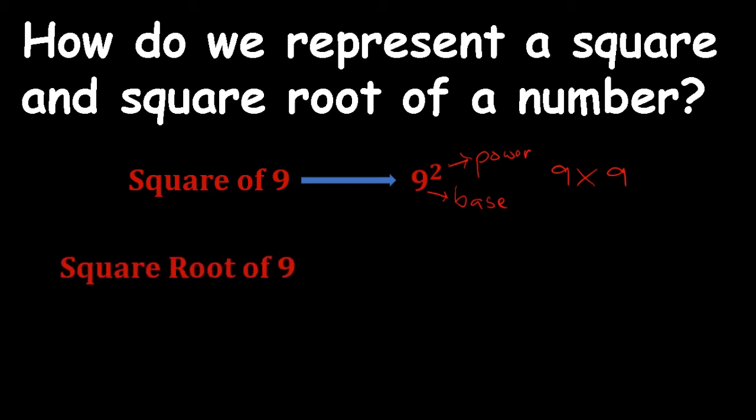Next, the square root of 9. It is not the same as the square of 9. We can represent that like this. This symbol is what we call the square root or radical sign. And the number underneath is what we call the radicand.